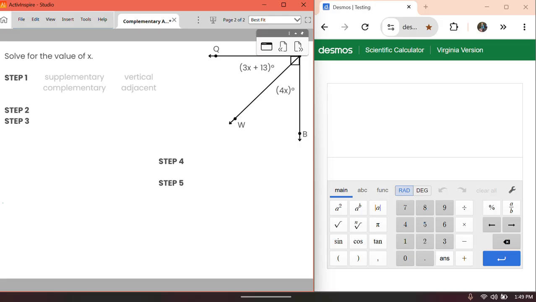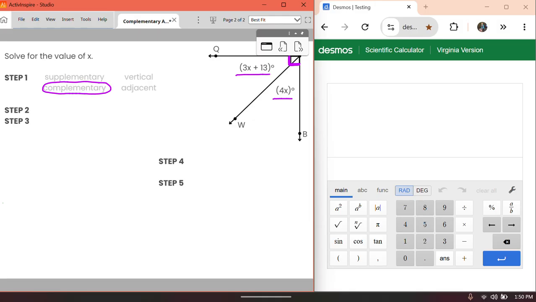Okay? So, step one, identify the angle pair shown. Well, I'm telling you these are complementary, but how can you tell from looking at this picture? And this little box right here that I just outlined in purple, that's your key. That means 90 degrees. That means complementary. So I'm going to circle that. Step one, done.